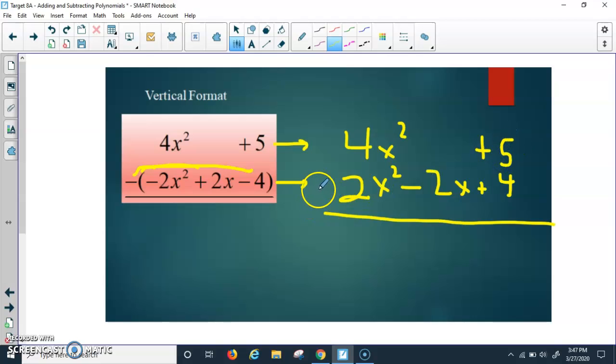And then we just go ahead and combine them together. Once we distribute that negative through, we're basically just adding. So this is 6x squared. There's nothing to combine with the minus 2x. And then plus 9. And there is your answer.